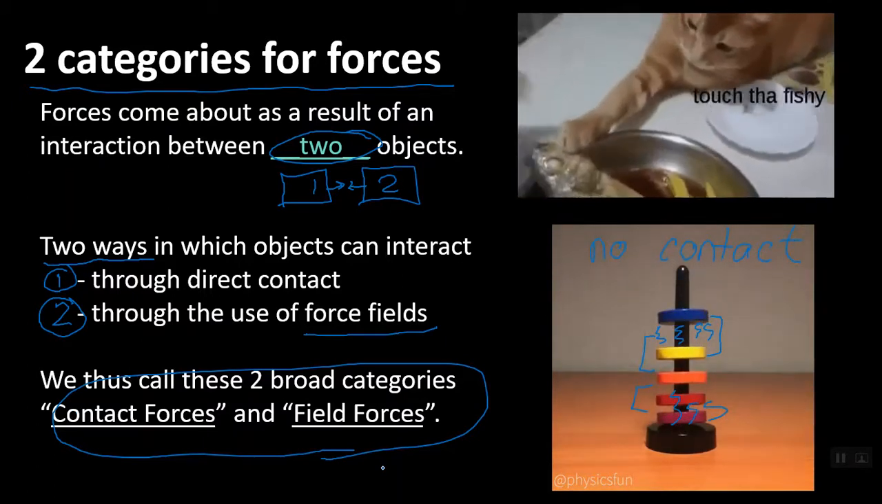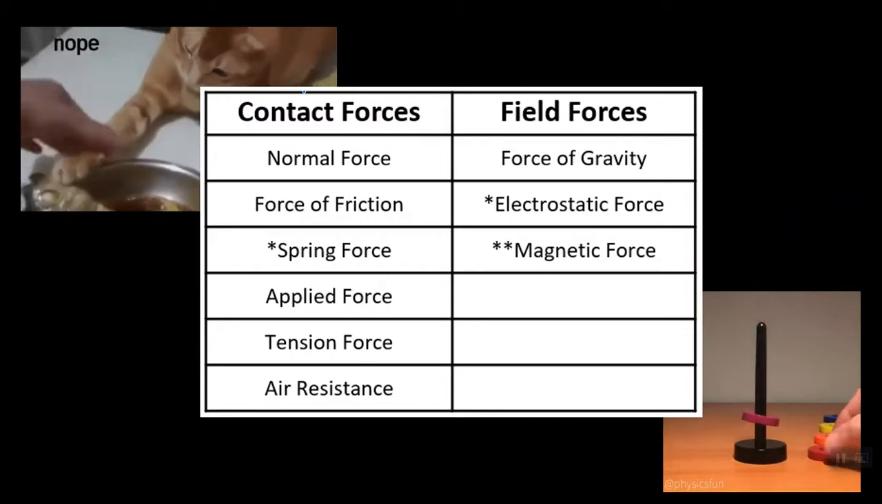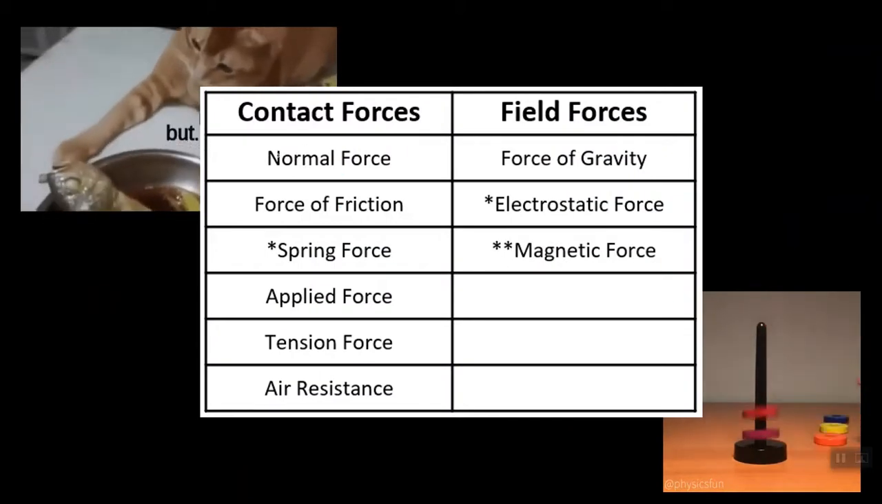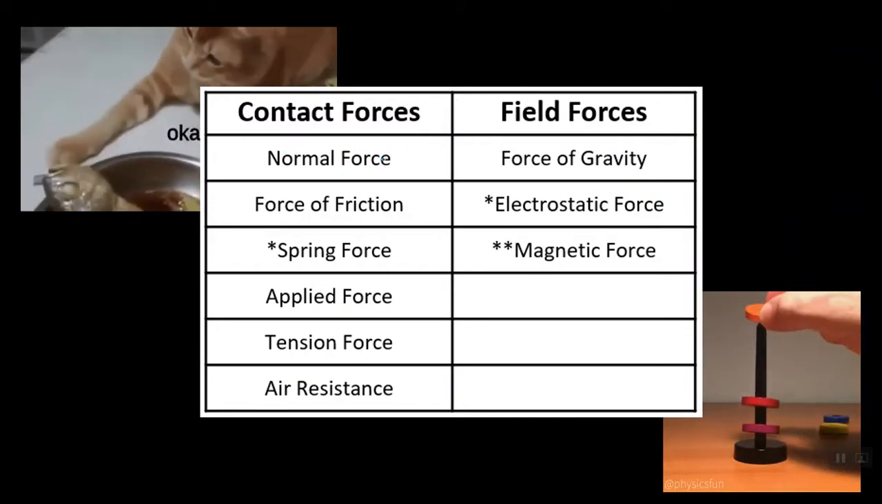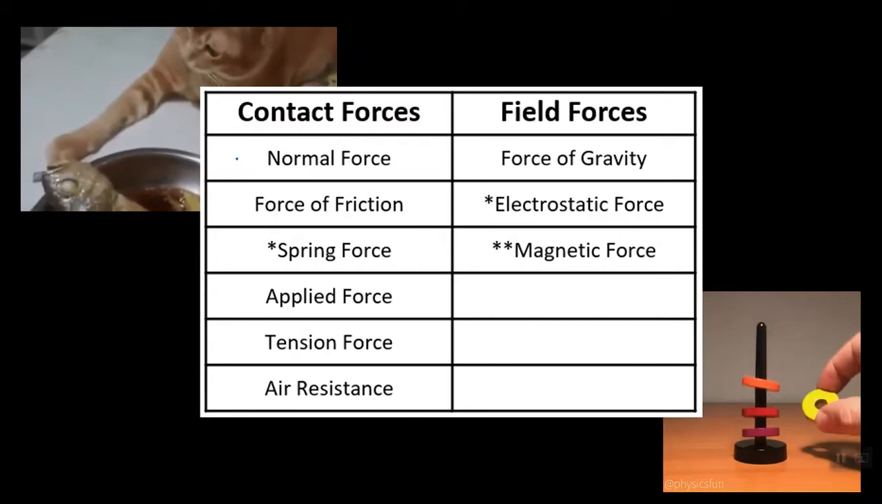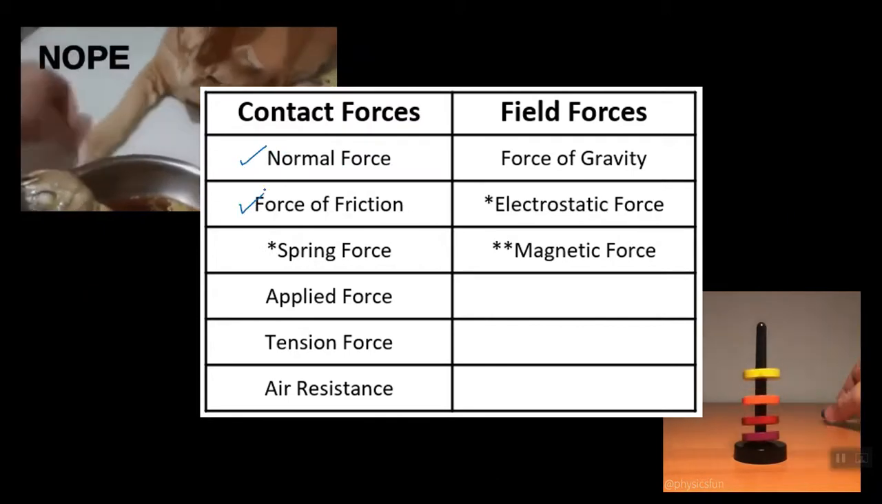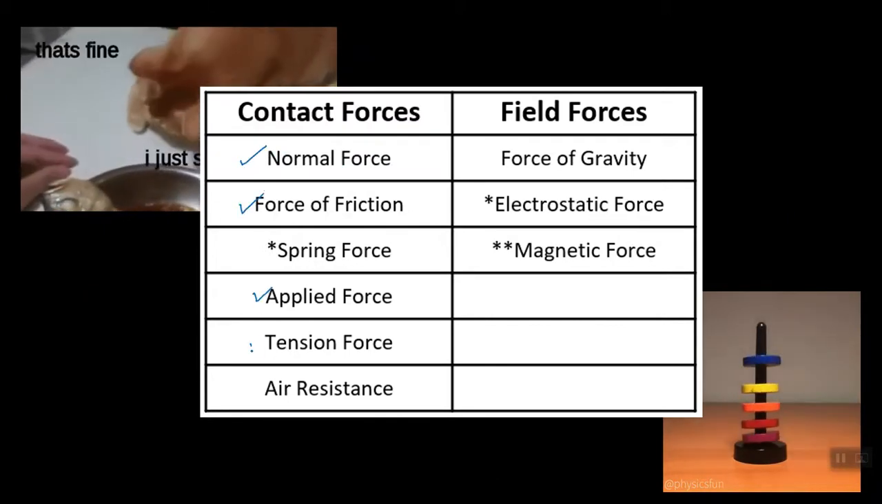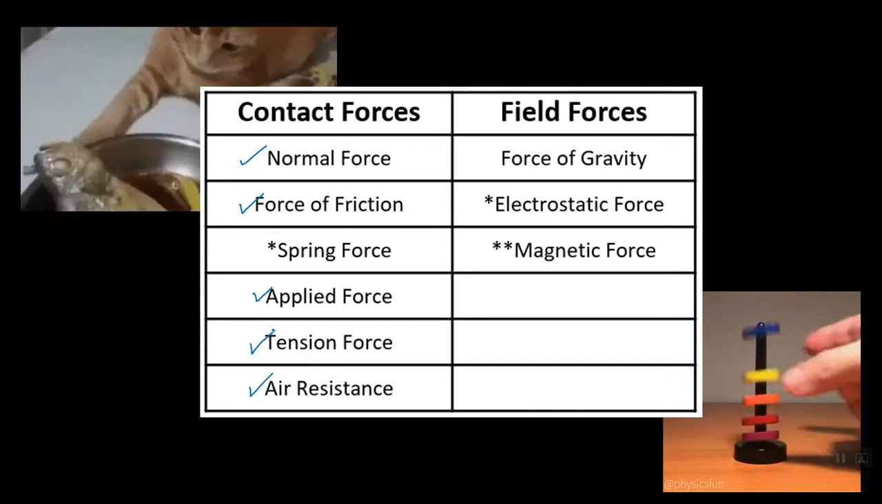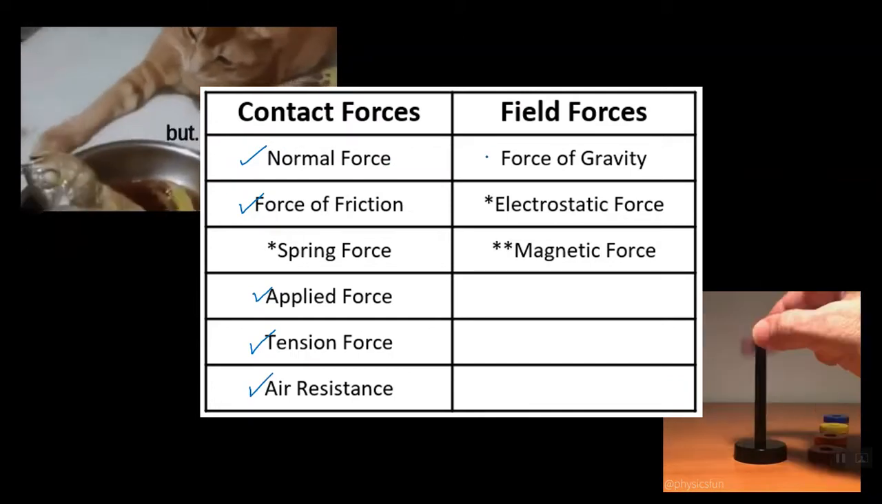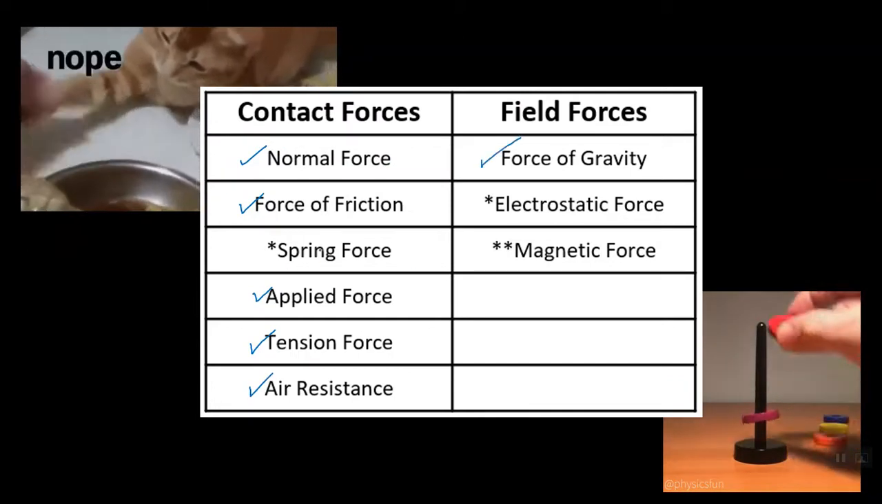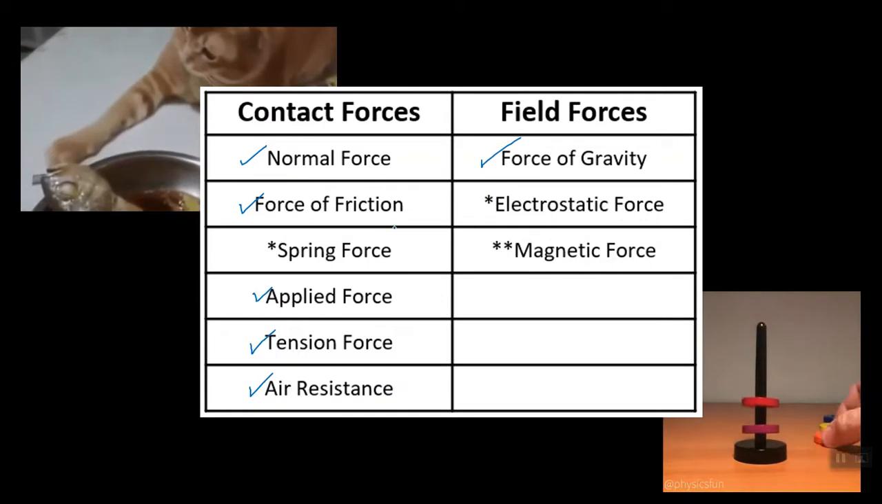This table summarizes pretty much the majority of the forces that we are going to be learning about in AP Physics 1. So under contact forces, we're going to be learning about the normal force, force of friction, applied force, tension force, and air resistance. Under field forces, we're going to be focusing on the force of gravity. So these are the ones that we're going to be covering in this chapter.